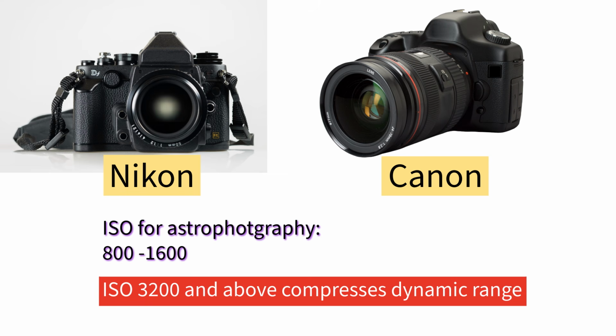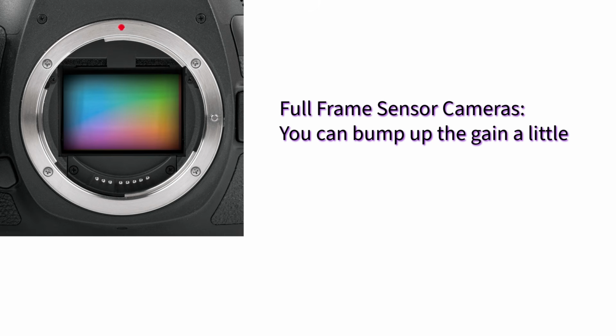Now for DSLR and mirrorless users, the same principle applies, but the manufacturer bakes in a lot of processing that makes it less transparent. Here's what decades of astrophotography testing has converged on. ISO 800 to 1600 is a sweet spot for most unmodified Canon and Nikon DSLRs. Below 800, read noise starts to dominate. Above 3200 ISO, you're compressing your dynamic range so much that bright stars become bloated blobs. But here's the nuance. Full frame sensors are more forgiving at high ISO than crop sensors.